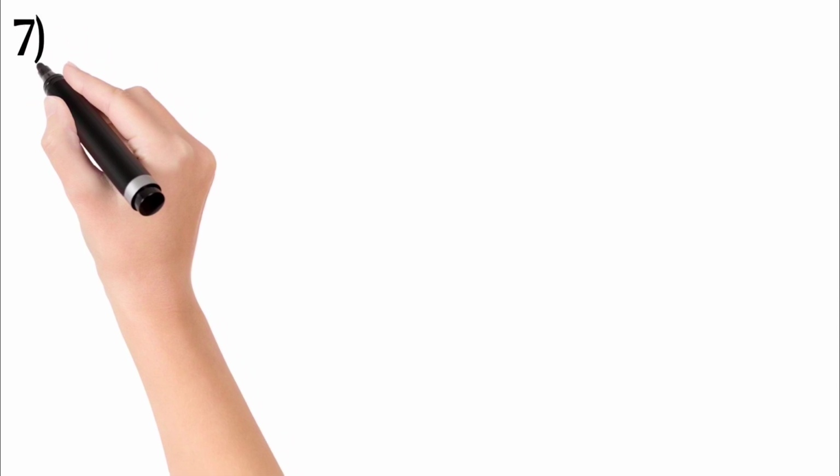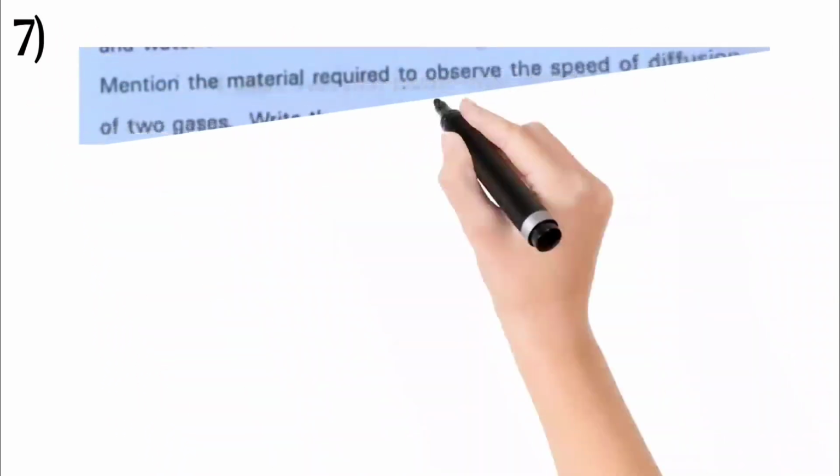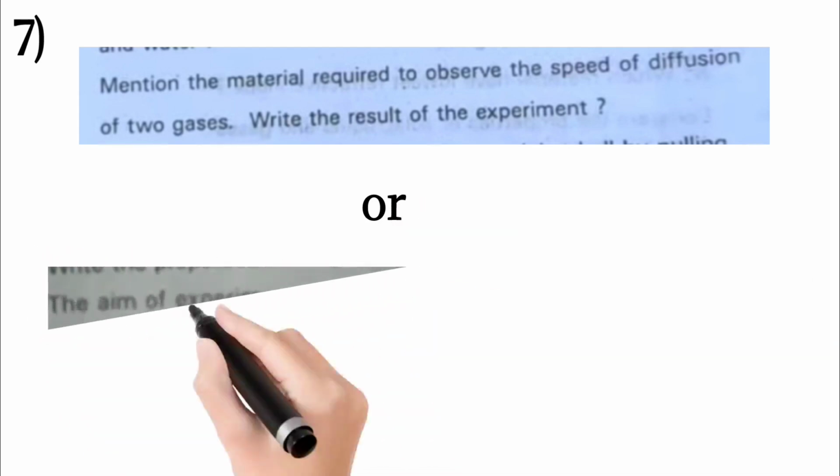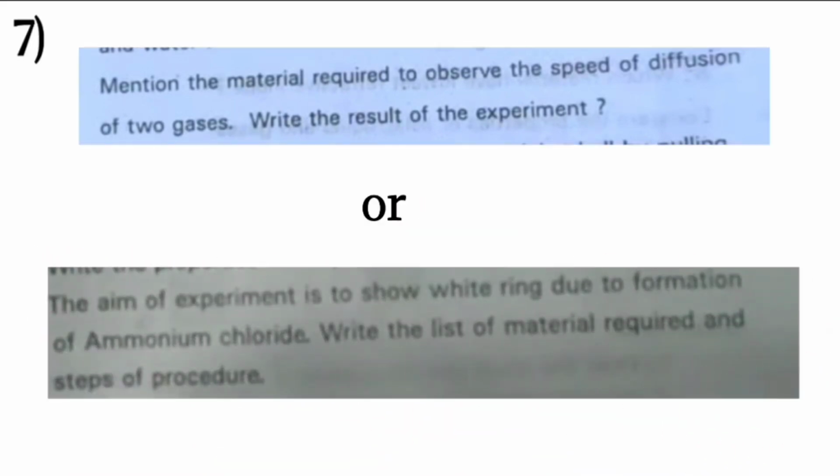Okay, seventh one. So what is the 7th one? Mention the material required to observe the speed of diffusion of two gases. Write the result of the experiment. So this will be given in the short answers. Only the materials, the apparatus which you are using, that you have to write, or else the question will be given like this: the aim of the experiment is to show the white ring due to formation of ammonium chloride. Write the list of materials required and steps of procedure. So the questions can be twisted, but this is very important. Diffusion of two gases, this one is very important.